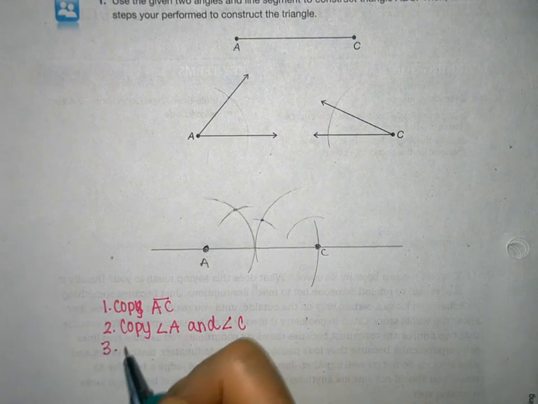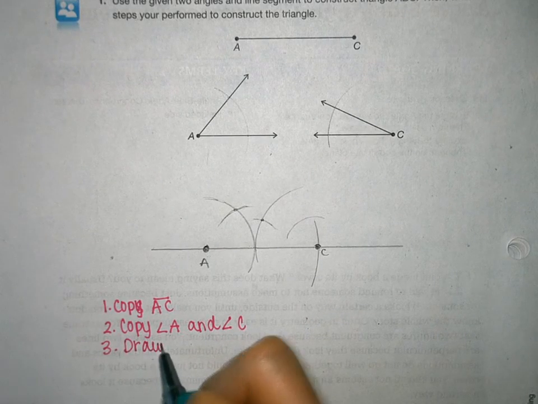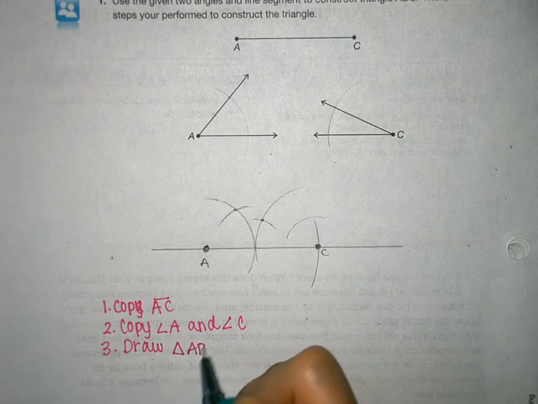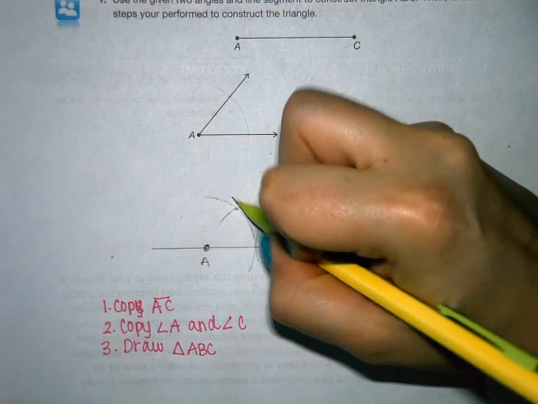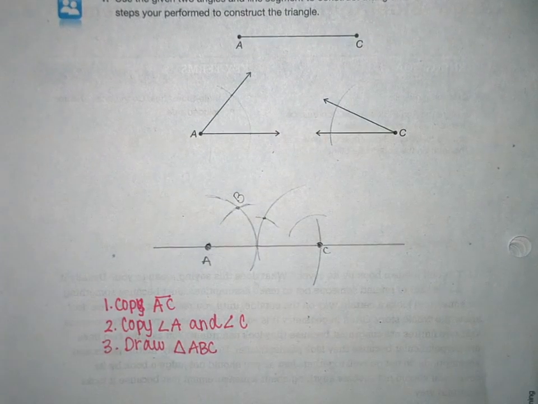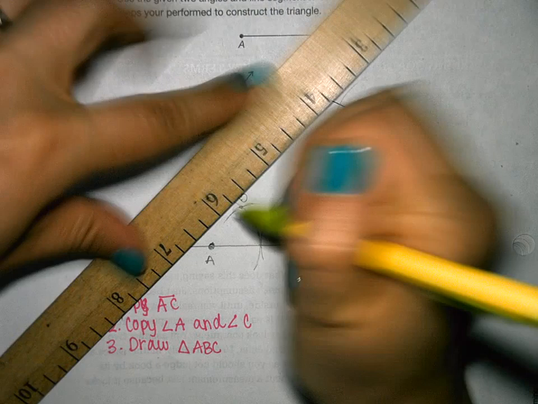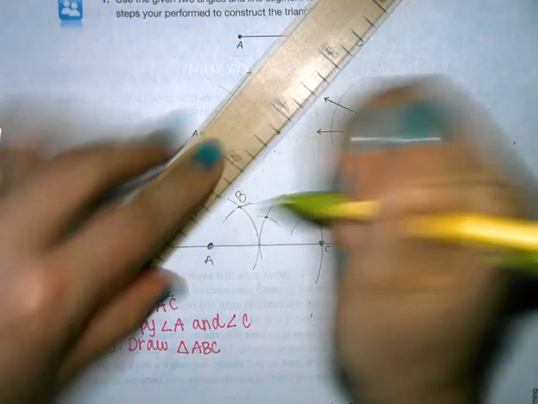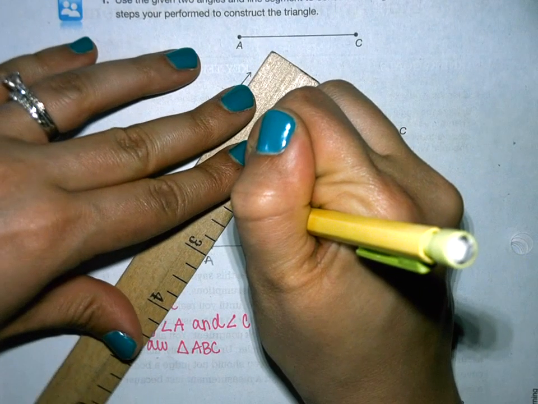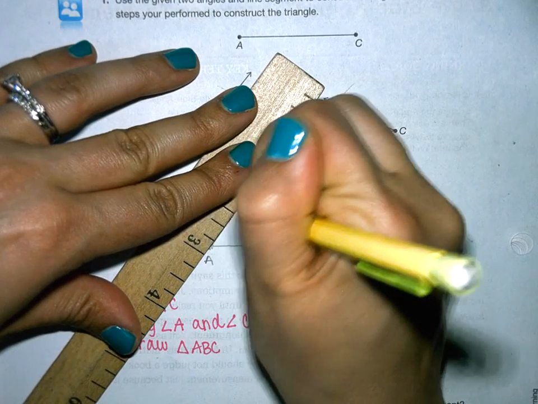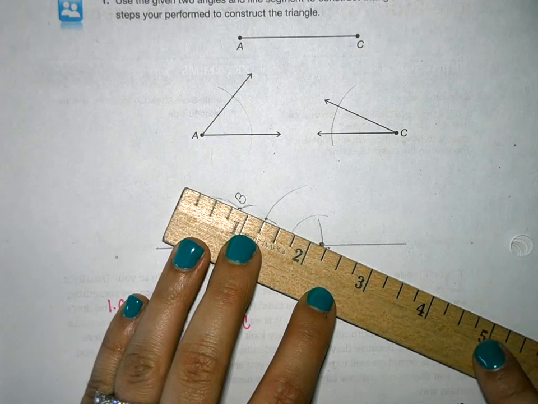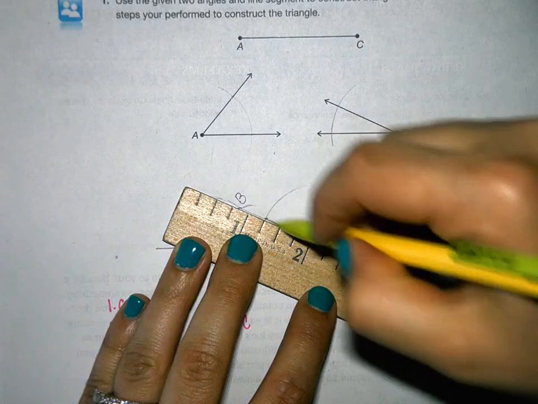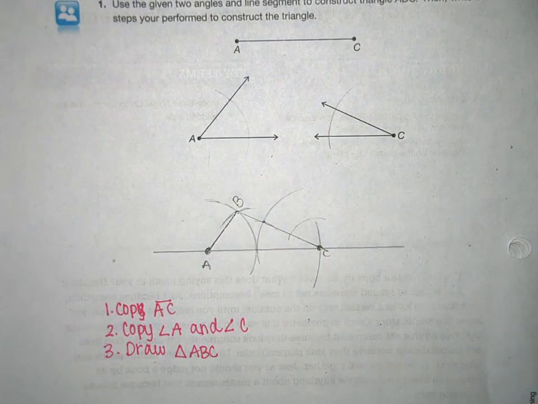And our last step is going to draw triangle ABC. So this tallest point is going to be my point B, and everything should have lined up so that it makes triangle ABC. So this point should go through all 3 points. And it does. So there's triangle ABC.